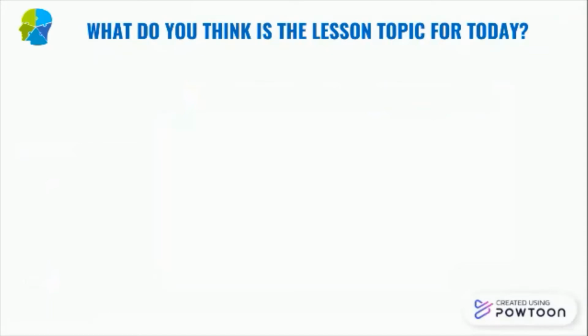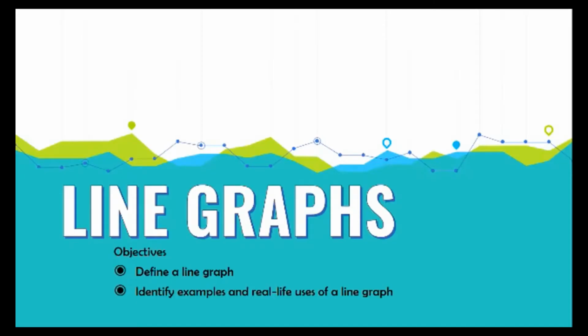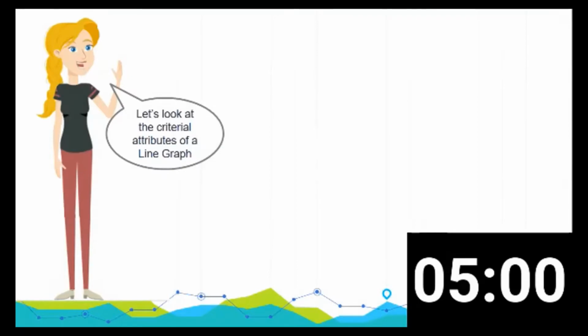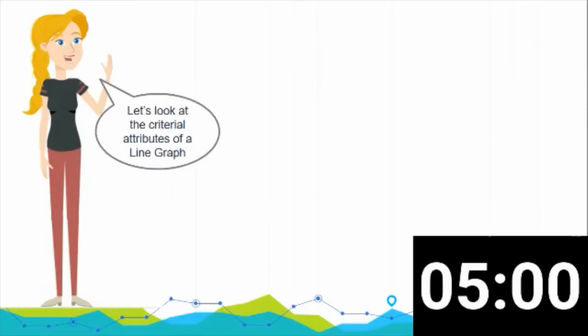Right. Help, I can't remember the name. Help them find the graph. Right, very good. We will be looking at line graphs. We will define a line graph, identify examples of line graphs, and discuss real-life uses of a line graph. So let's look at the criteria attributes of a line graph.